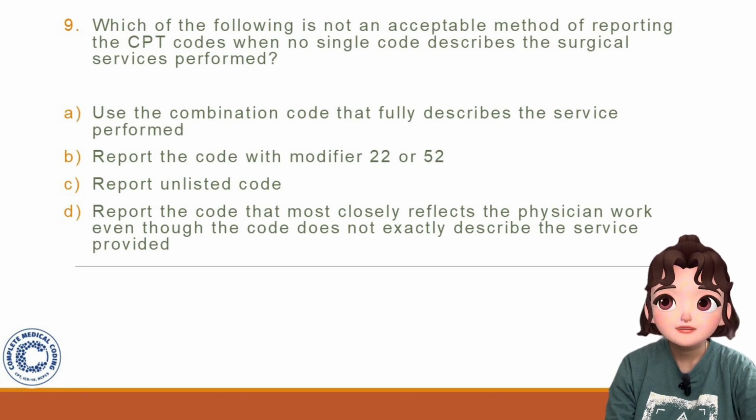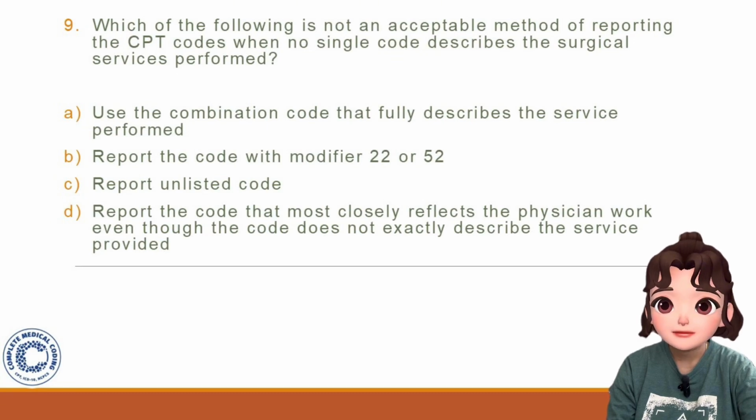Option B, report the code with modifier 22 or 52. Option C, report an unlisted code. Option D, report the code that most... See, what is the question? Which of the following is not an acceptable method? So out of the four, one is not an acceptable method for reporting the CPT codes. What is that? You can always use an unlisted code. You can report with modifier 22 or 52. You can use a combination code. What should not be done?